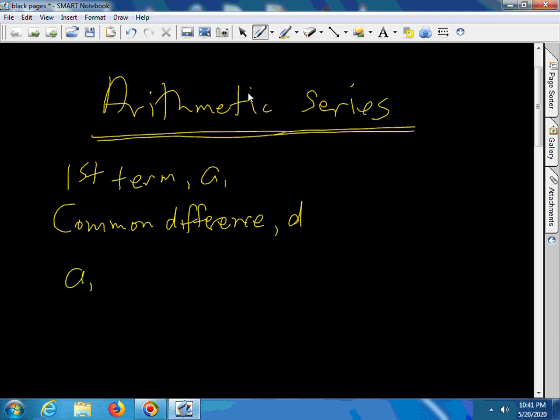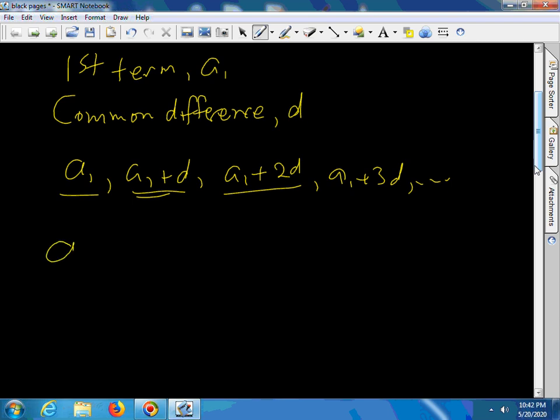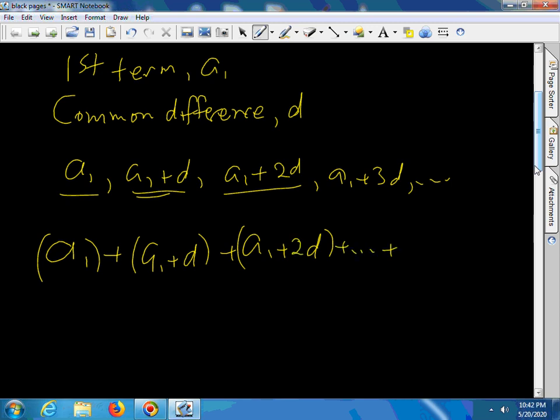In other words, the first term is a1, the second term is a1 plus b, the next term differs by b, so you get a1 plus 2b, and a1 plus 3b, etc. So you have a1, the first term, and then you add on the second term, and then the third term, which will be adding 2b's to it, all the way up to the nth term. This is the first, this is the second, this is the third. This one I'm claiming is the nth term.